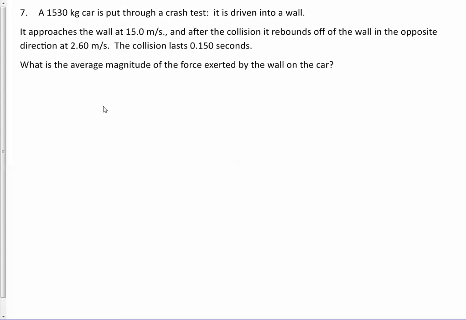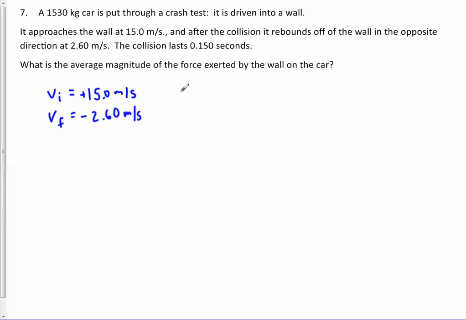And that approach has a very definite equation that gives you the average magnitude of force. So this is tailor-made for that kind of problem. We have an initial velocity of 15.0 meters per second, let's say to the right. And a final velocity, now this is one of those things where you have to remember to switch the signs because it's going in the opposite direction. So negative 2.60 meters per second.